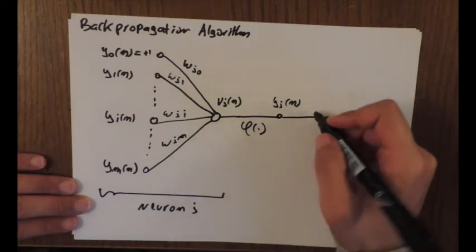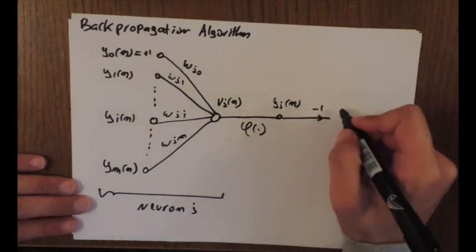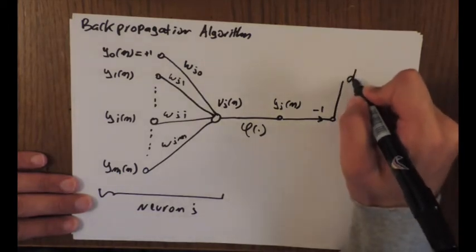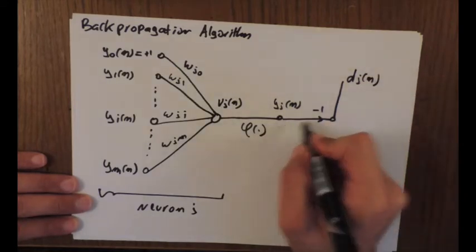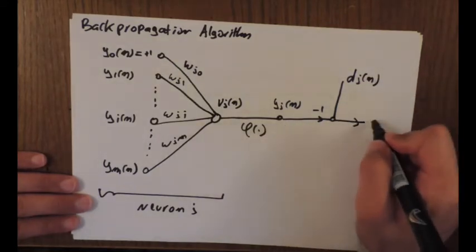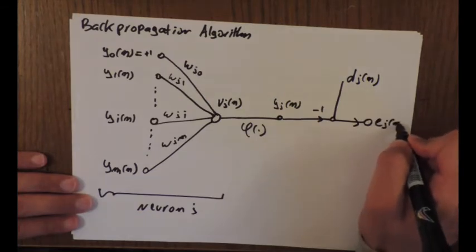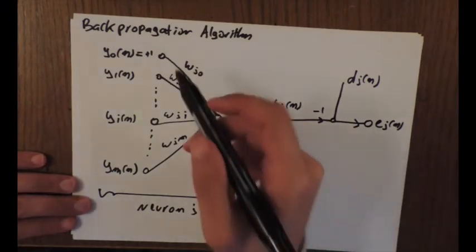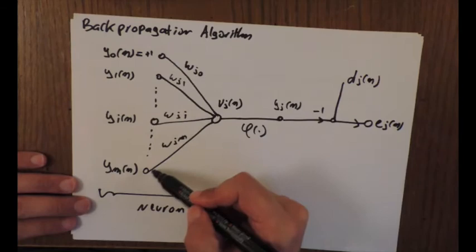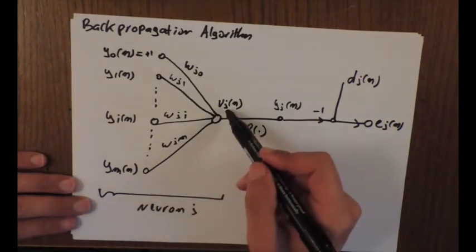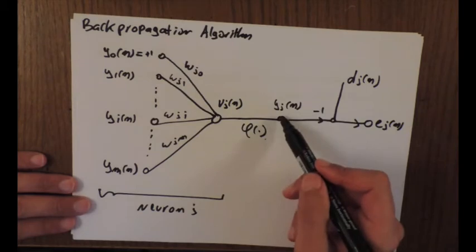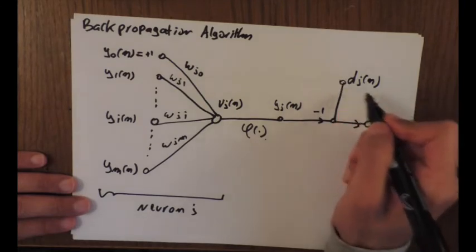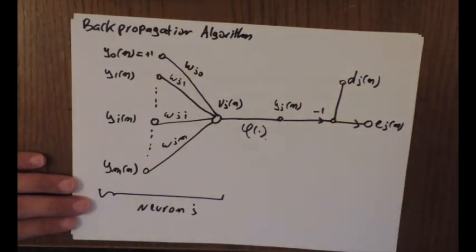It's fed into an error signal to get e j of n. So this is d j of n, the desired value. This is the output value, and we get the error e j of n. So this is the schematic of a neuron j. We have input from the layer before it. We calculate v j of n. We apply the activation function. We have the computed output. We subtract it from the desired value, and we get the error signal.